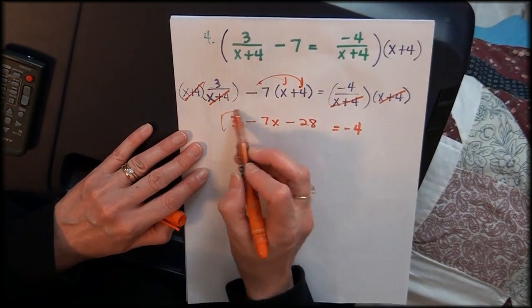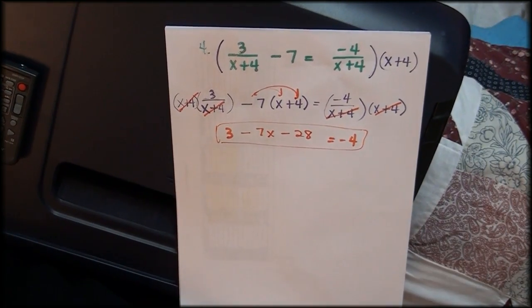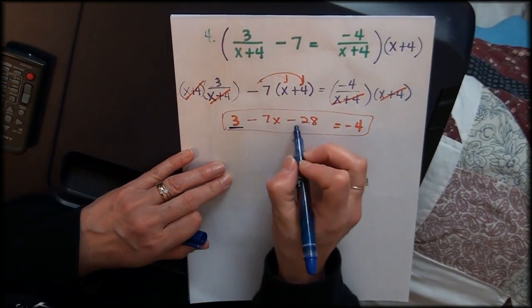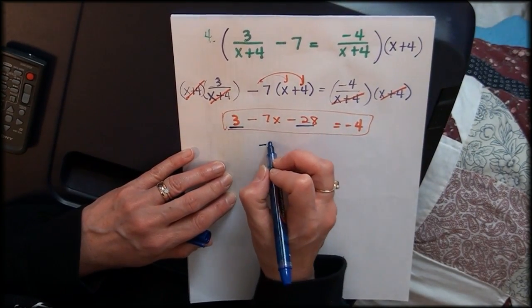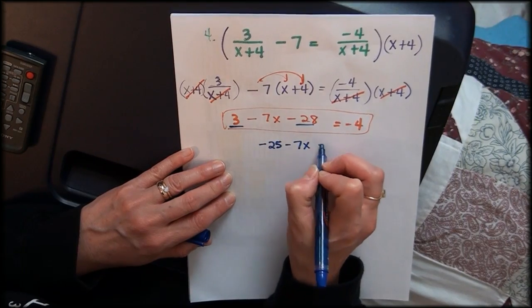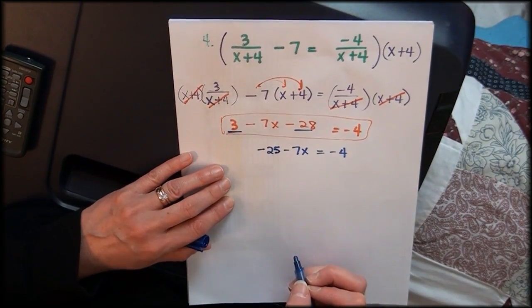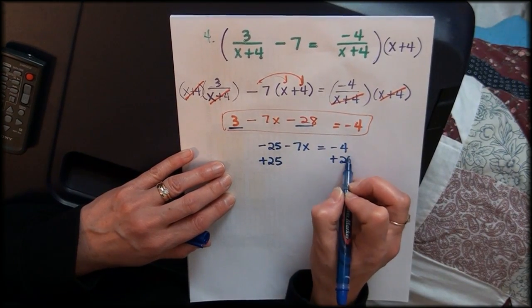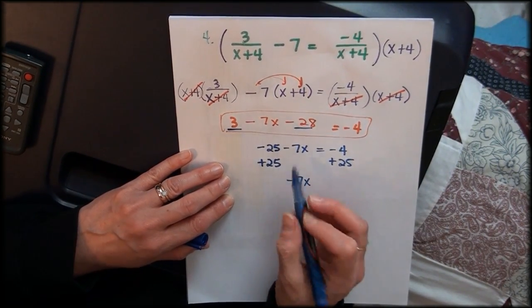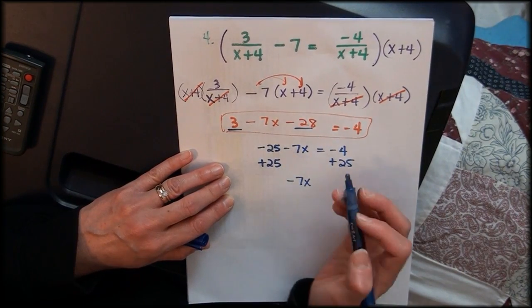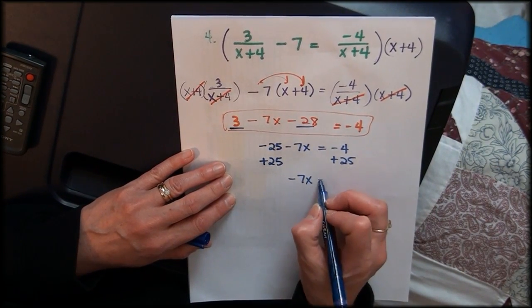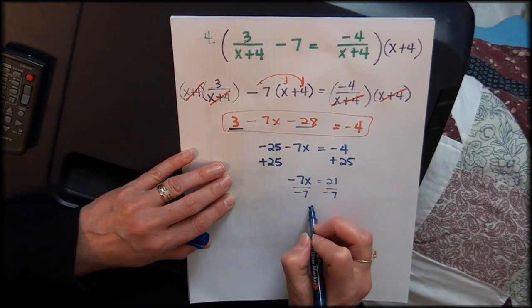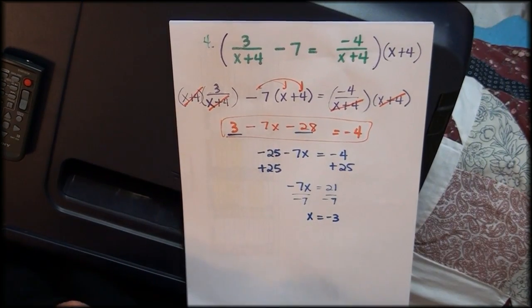And again, the beauty is this is pretty easy to solve because I don't have any fractions anymore. So all I have to do to solve that one is combine up these like terms. 3 minus 28 is a negative 25. And now to get that x by itself, I simply add the 25 to both sides, giving me a negative 7x. Remember, the sign in front's the sign that goes. That is a negative 7x. And negative 4 plus 25 is going to be a 21. Divide by that negative 7, and that tells me that x is a negative 3.